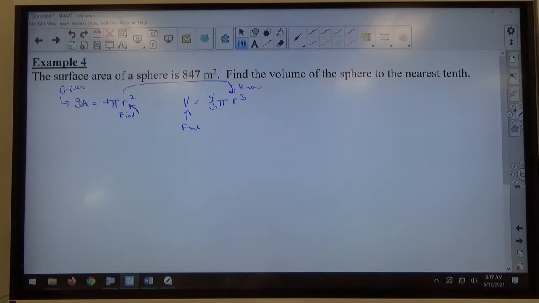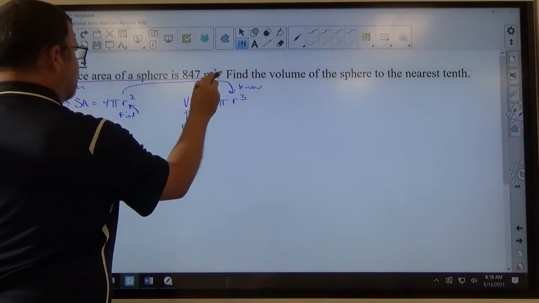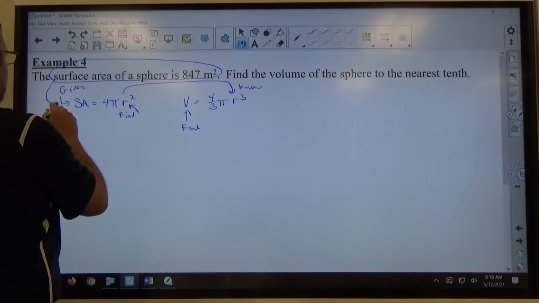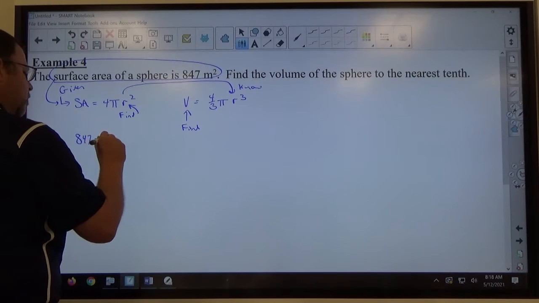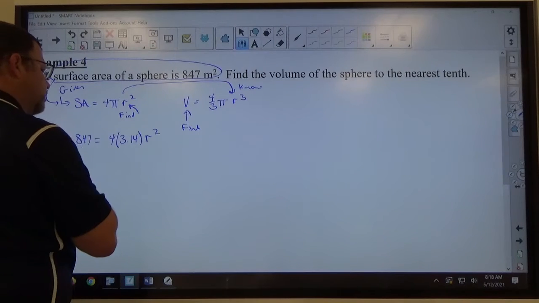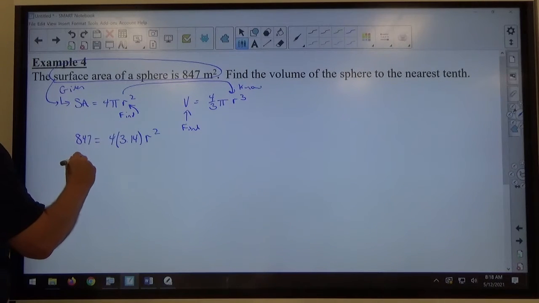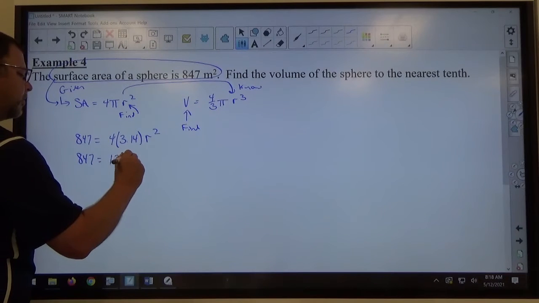Use the surface area to find the radius, and then use the radius, because we're dealing with the same sphere, to find the volume. So, given 847 square meters, again, the surface area of a sphere is 847 square meters, so again, that's what's given. So, 847 equals 4 times 3.14 times r squared. 4 times 3.14 is 12.56.